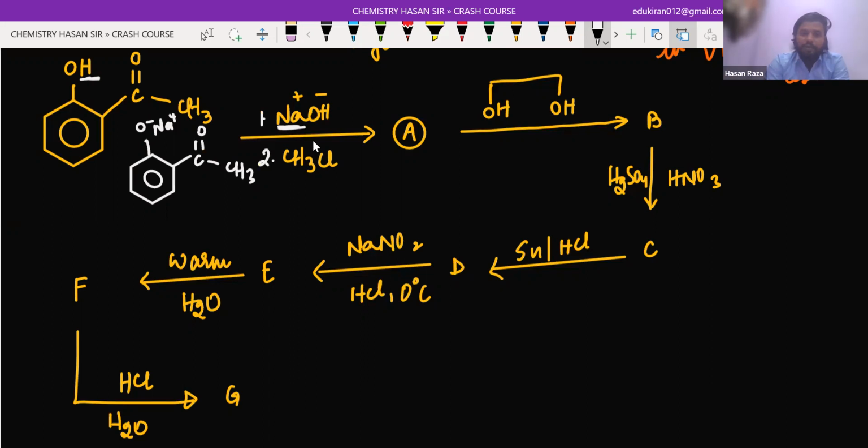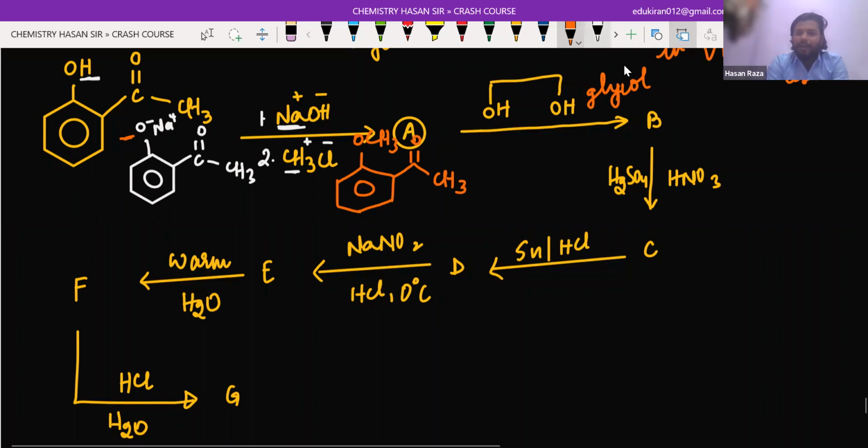Then CH3Cl, you can see this is plus, this is minus. So this CH3 plus will be going to the O negative and the formation of an ether will take place. You can see O is here, CH3 will be replacing Na and the rest of the part will be as it is. Now this is your glycol. So the reaction of nucleophilic addition elimination will take place. That means hydrogen from here, two hydrogens and one oxygen will be removed. That means ketone formation will be taking place.